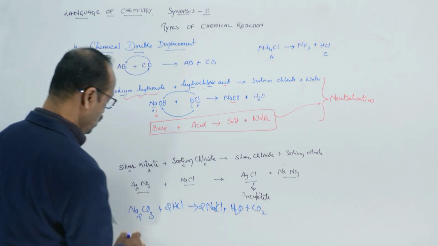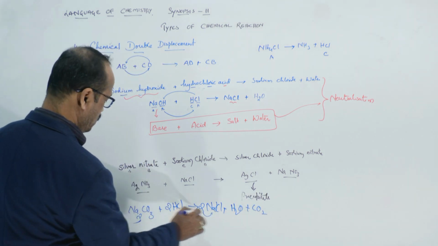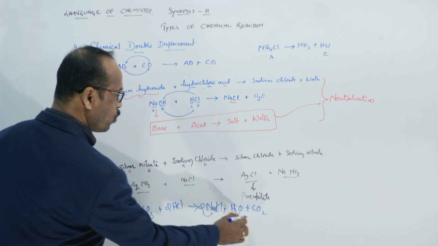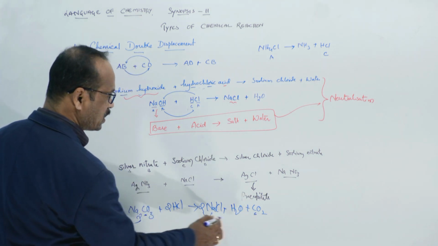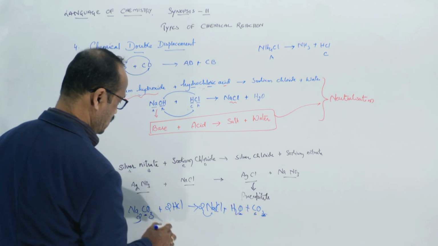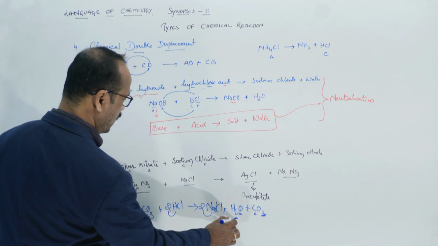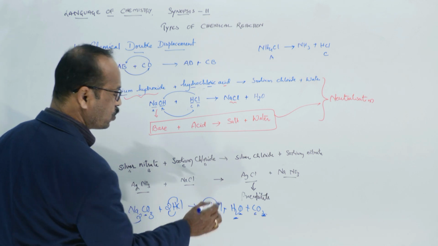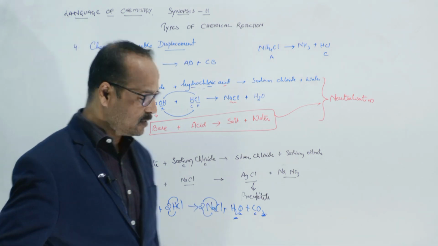Now let's check whether it is balanced or not. 2 sodiums on both sides. 1 carbon, 1 carbon. 3 oxygens on the left; on the right 1 plus 2, 3 oxygens. 2 hydrogens, 2 hydrogens. 2 chlorines, 2 chlorines. Right, it is balanced. So that is the answer.